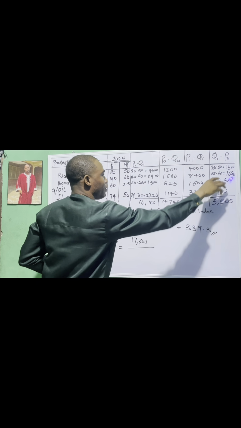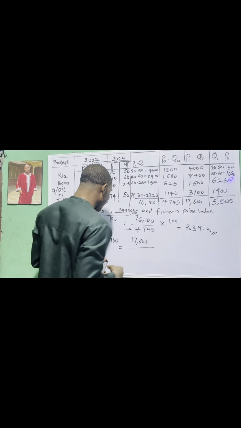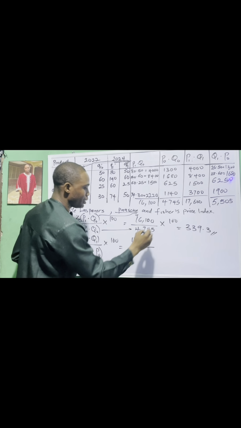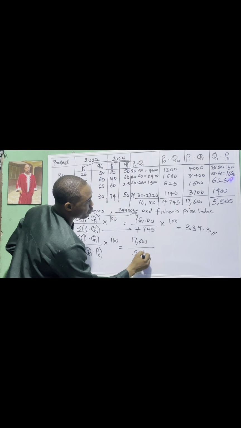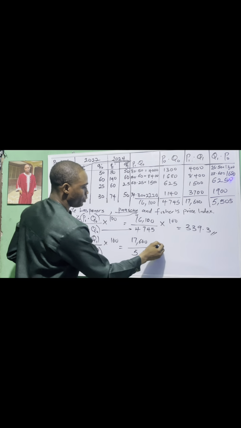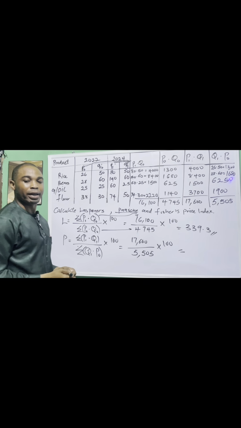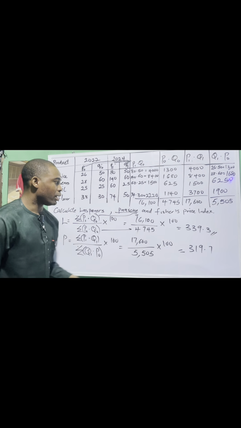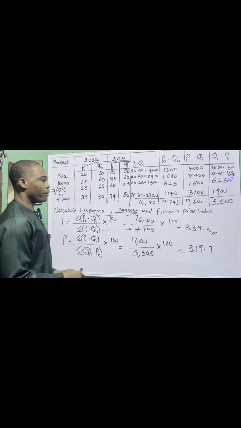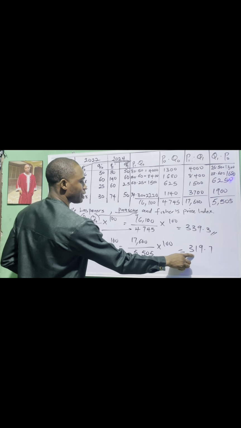Don't forget that after having the multiplication of this, the summation of everything is what this is talking about. So that means I'm going to have 5,505. Then we multiply it by what? By 100. Then by division of this by this, it is going to give us our final answer for Paasche. So far, we have gotten the answer for Laspeyres and we have gotten the answer for Paasche.